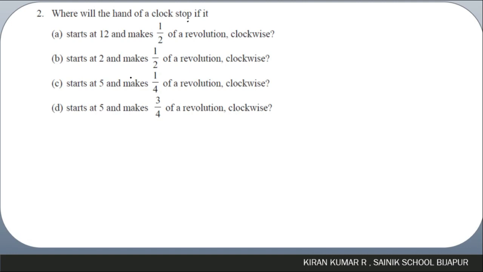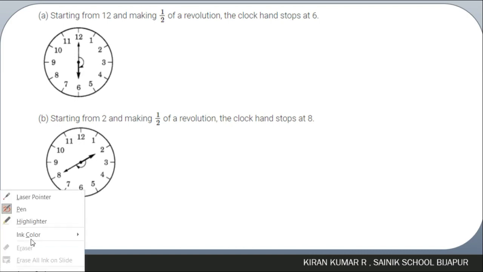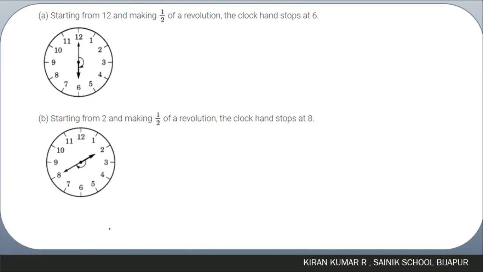To make it very clear, I have brought in some figures representing these times. The first one, starting from 12, making half a revolution, the clock hand stops at 6. It has started at 12. Then half a revolution is made, so it stops at 6. Second one, starting from 2, making half a revolution, the clock hand stops at 8.